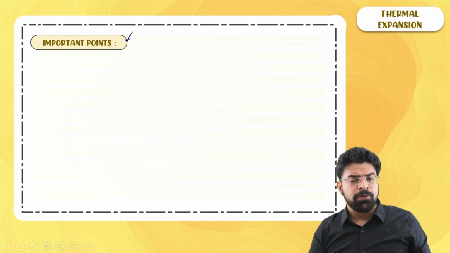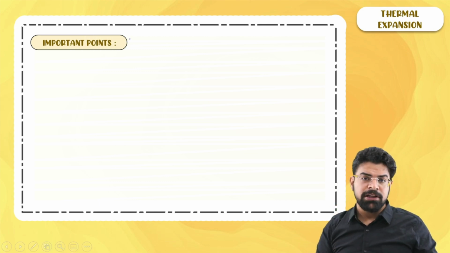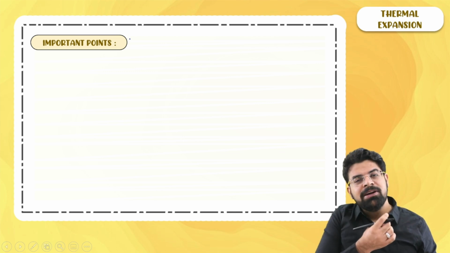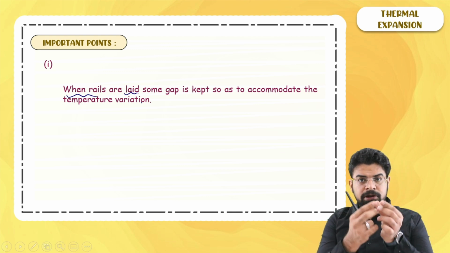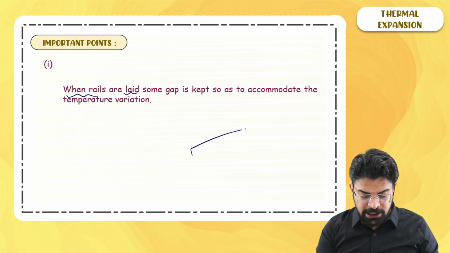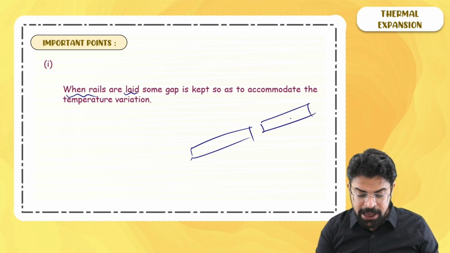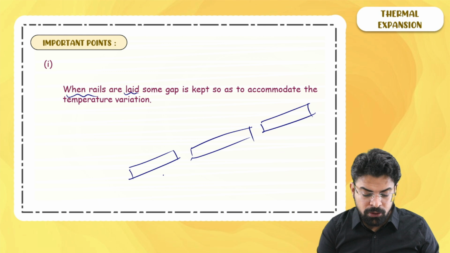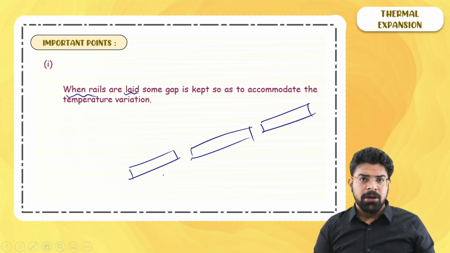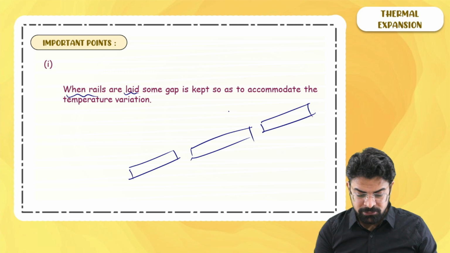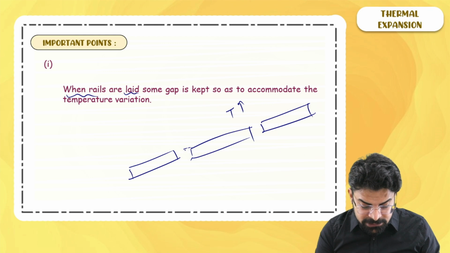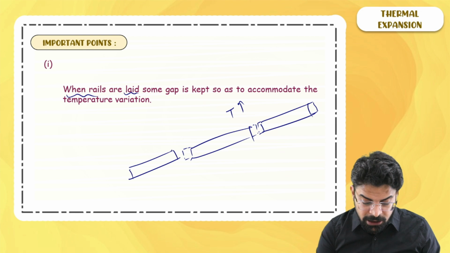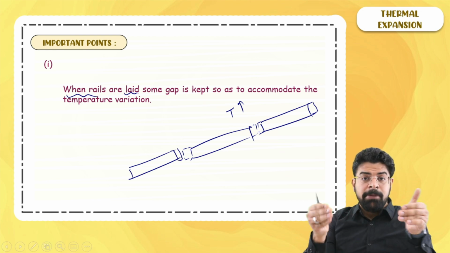There are some important points which you should know about linear expansion. What are they? The first point is how we build the train tracks. When you are building the train track and the rails are laid, some gap is left between two consecutive rails. Why? Because on a sunny day, when the temperature is high, the rails will expand. As the rails expand, there has to be space available for them to expand. Otherwise the tracks will bend.